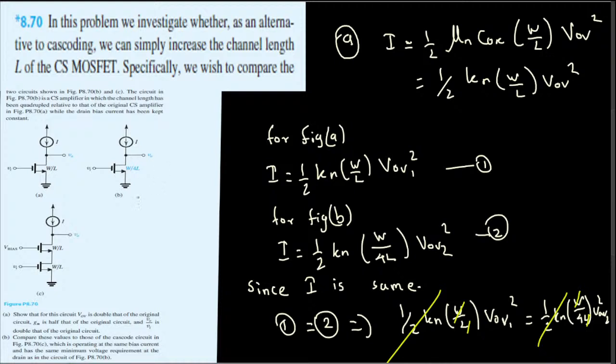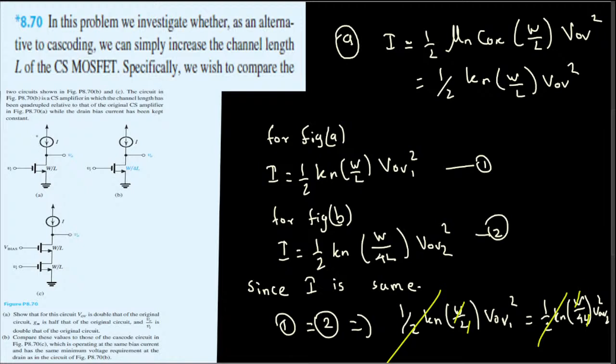This is part B of this question. I did part A in my previous video, so if you want to see that, you can watch it. Part B asks: compare these values to those of the cascode circuit in figure P8.70C, which is operating at the same bias current and has the same minimum voltage requirement at the drain as the circuit of figure P8.70B.